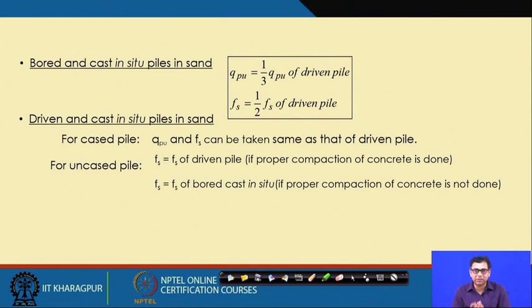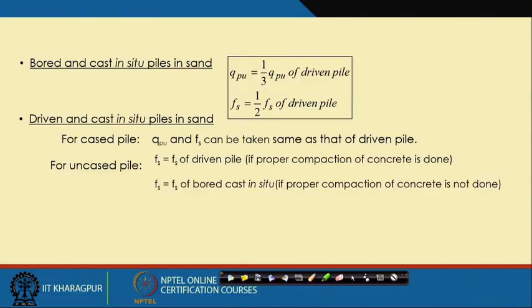So, what you do is calculate the QPU and Fs based on the equations given for driven piles. Then for tip resistance you divide it by 3 for the bored and cast in situ pile, and for the friction resistance you divide it by 2 for the bored and cast in situ pile. And for the driven and cast in situ pile in sand, QPU and Fs will be taken the same as the driven pile, because I mentioned that your concrete pile can be precast and cast in situ.